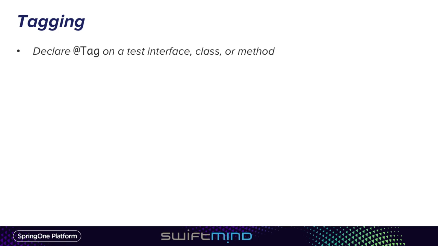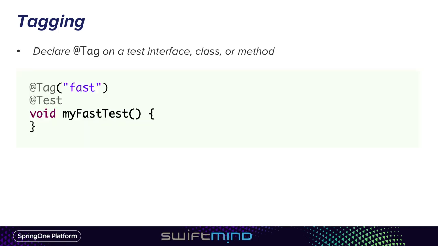So tagging, you just declare @tag on a test interface, class or method. For example, we see like this, @tag fast and @test. So this is a fast test. By default, all tags are basically ignored, but if you say only run with these particular included tags, then fast would have to be declared as one of the tags for this run.